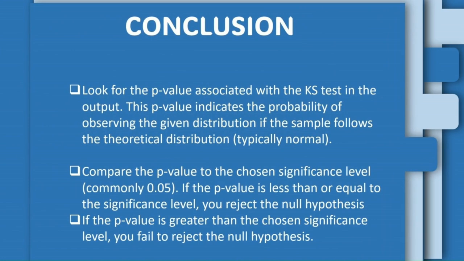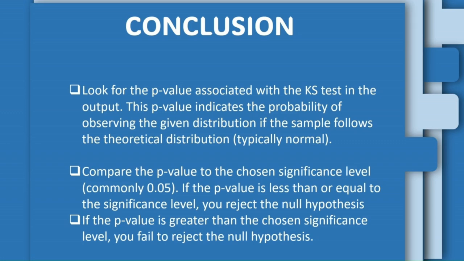To do that, we first check the p-value which comes out as output in SPSS. Now we compare the p-value to the chosen significance level. Commonly we choose 0.05 as the significance level. If the p-value is less than or equal to the significance level, then we reject the null hypothesis. If the p-value is greater than the chosen significance level, then we fail to reject the null hypothesis.